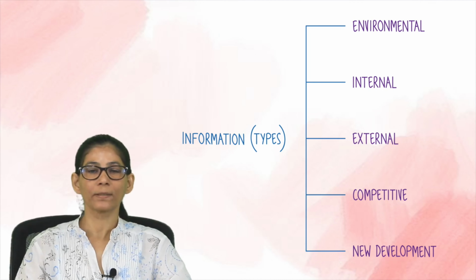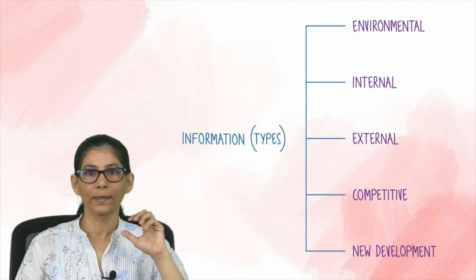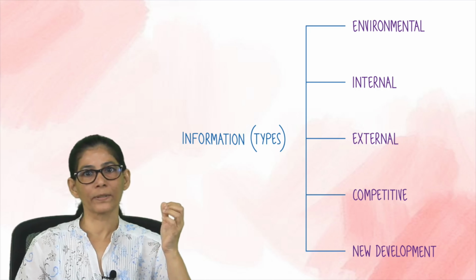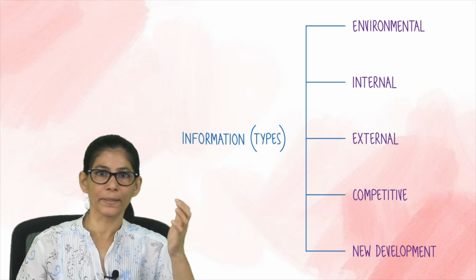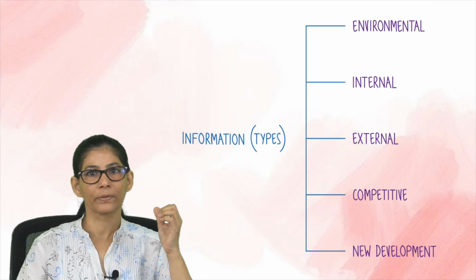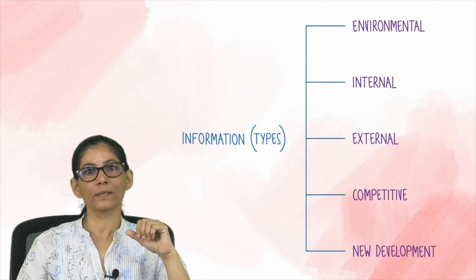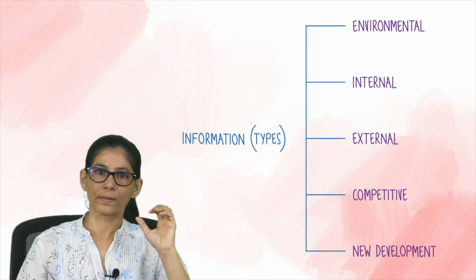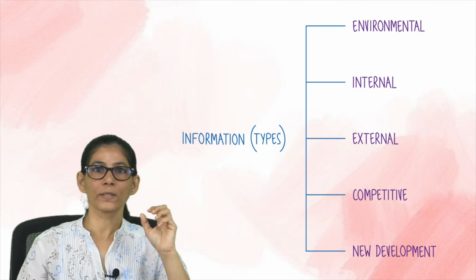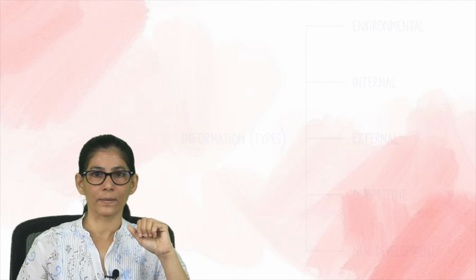Next is internal information, which pertains to information about strong and weak points of an organization regarding its capital, its products, its sale capacity, its degree of training of workers and their efficiency. Next is comparative information, which refers to information about strong and weak points of the rival companies and their past and present performances. And the last is new development information, which is about the latest research in technology, upgradation of products, etc., which again plays a vital role in any business organization.